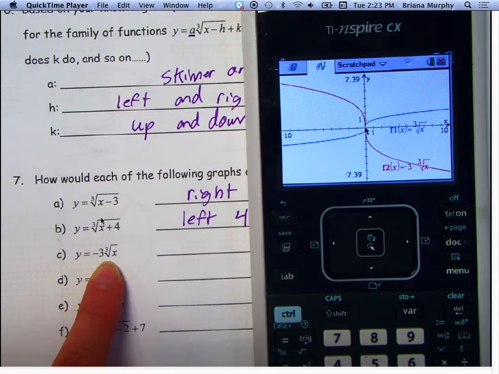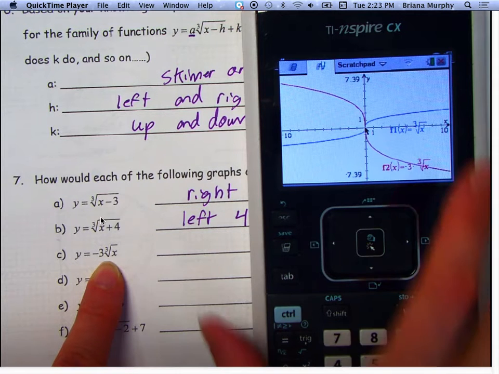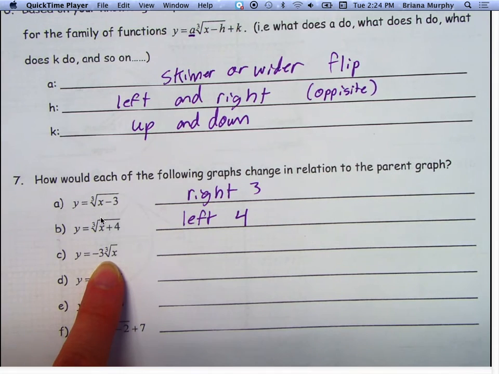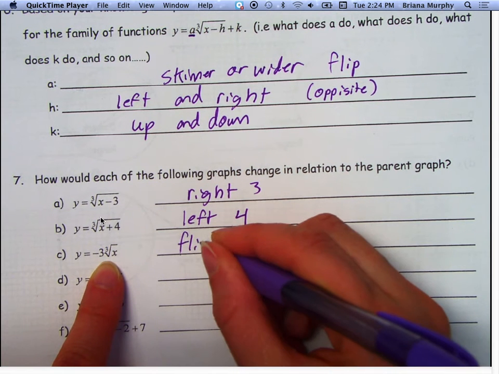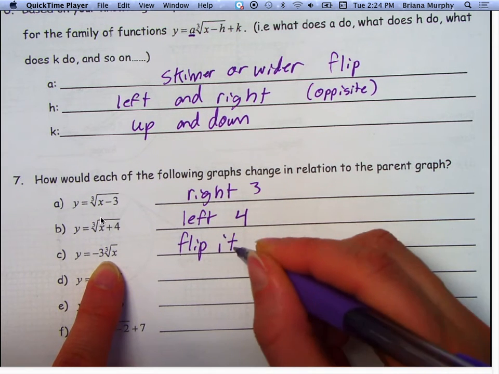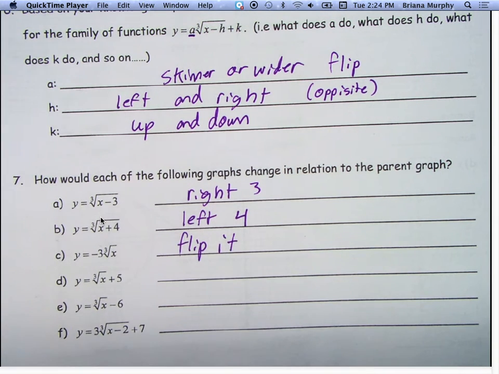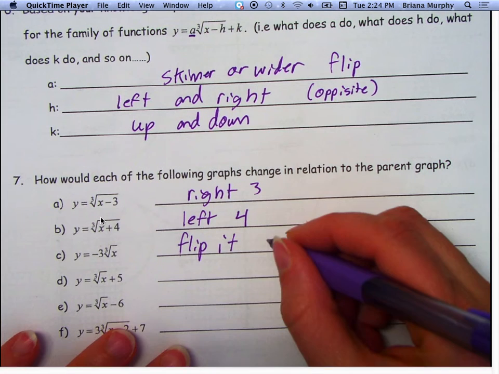What did that do? It flipped it, right? And what else did it do? Made it wider. I would say stretched it up. How about we say that? Yeah. Stretched it up.